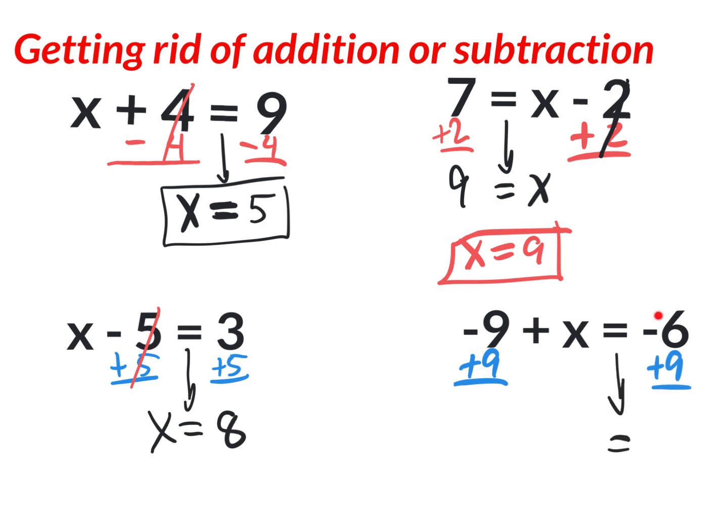On the right side, negative 6 plus 9. You owe $6. You have $9. You're going to have $3 left over. Now, if that confuses you, go ahead and use a calculator, right? At this point, use a calculator. You owe 6, you have 9, you're going to have 3 left over.